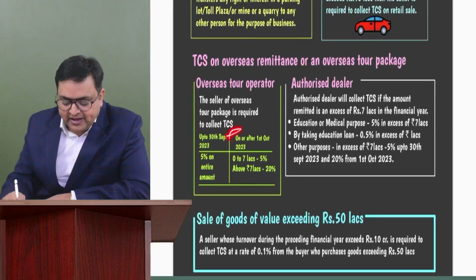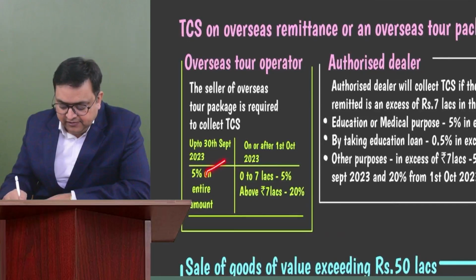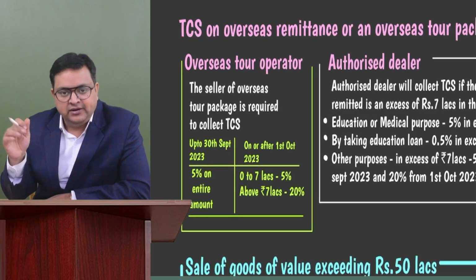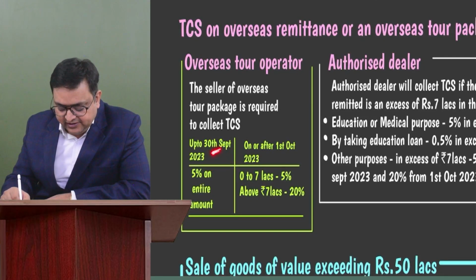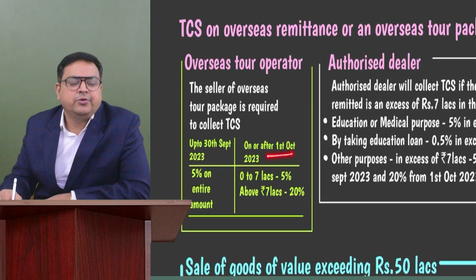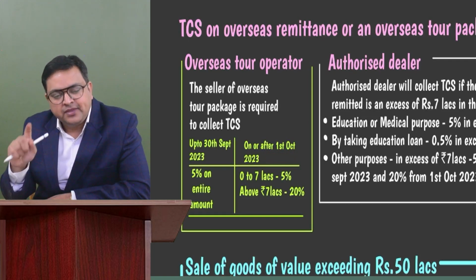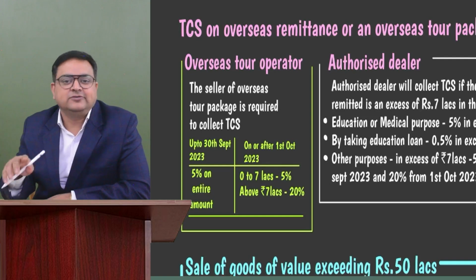See, in tour package, there is no such limit of 7 lakh. Got it? In fact, TCS is applicable on all. Up to 30th September 2023, it is 5% on all. And on and after 1st October 2023, up to 7 lakh, TCS was there, 5%. But in excess of 7 lakh, it is 20%.